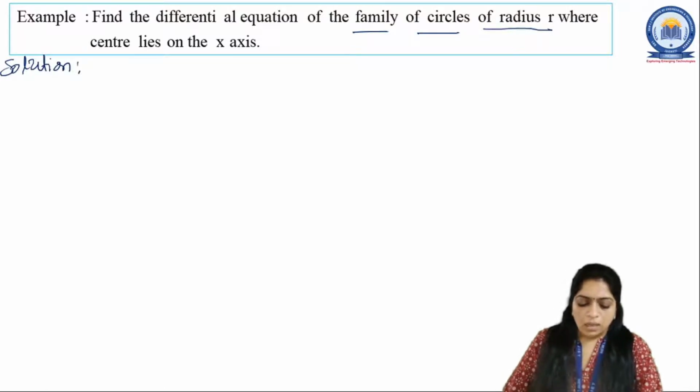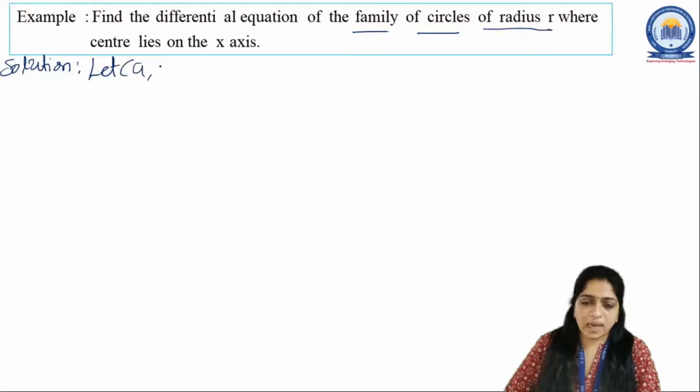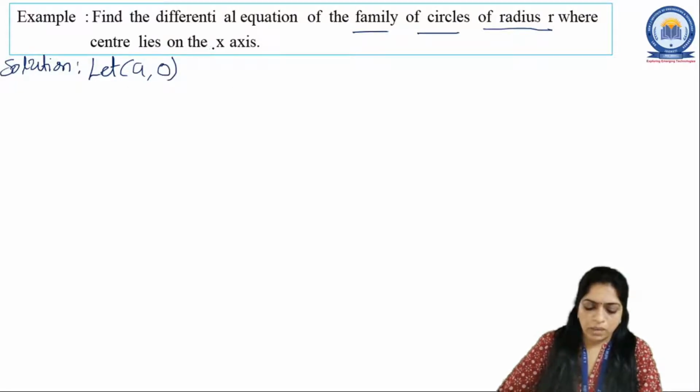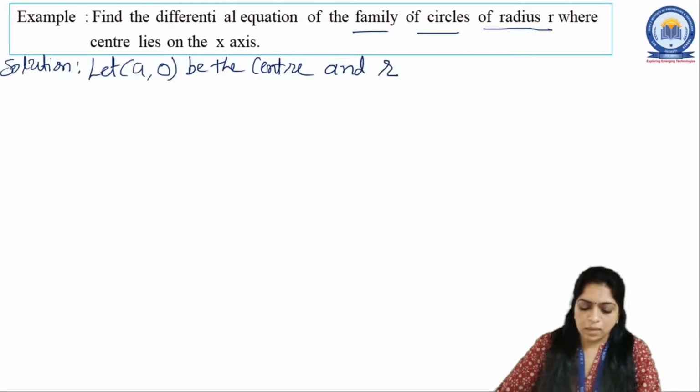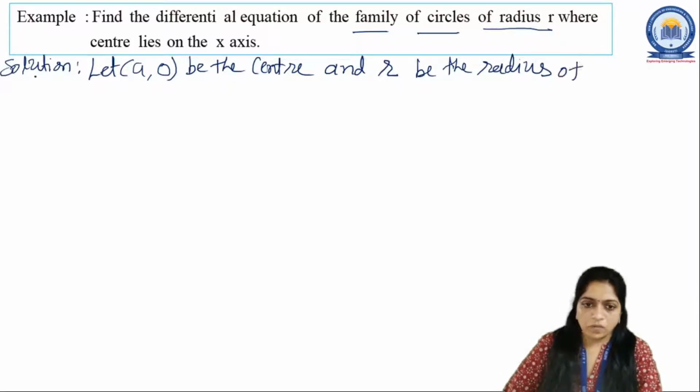Here, let, as the condition is the center lies on the x-axis, so let (a, 0), where the x-coordinate is a and the y-coordinate is 0, be the center and r be the radius of the family of circles.